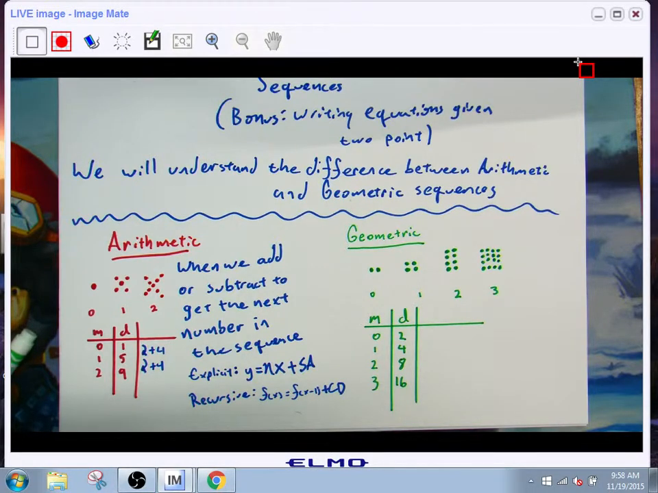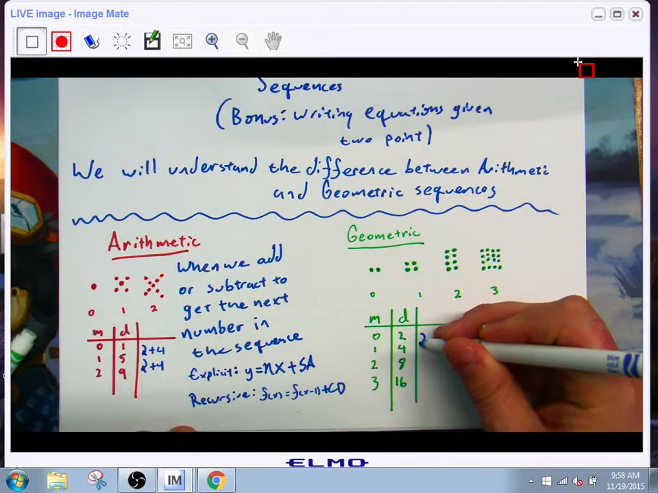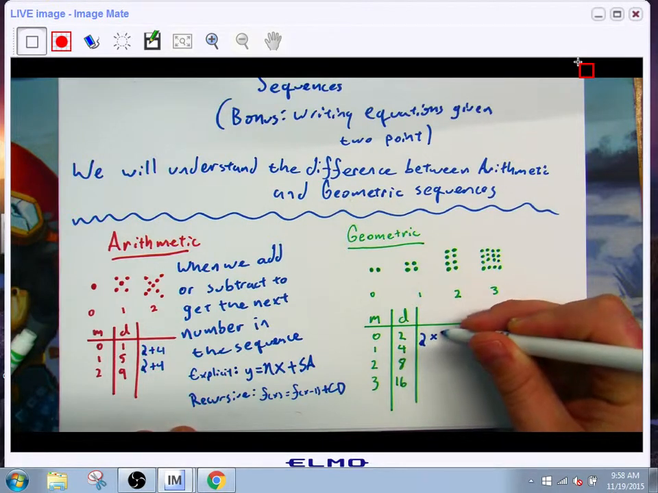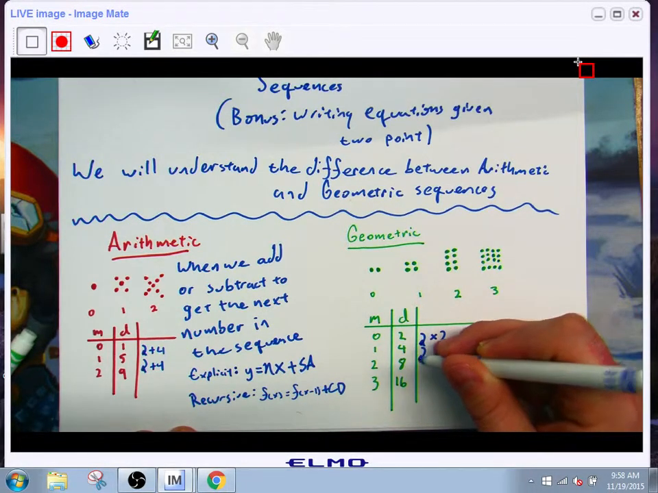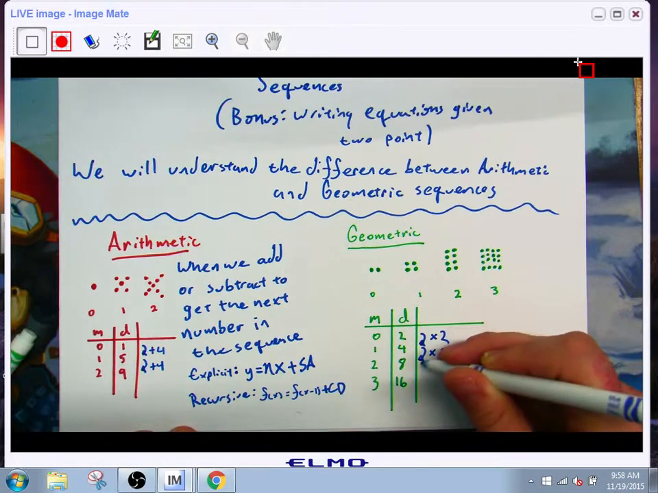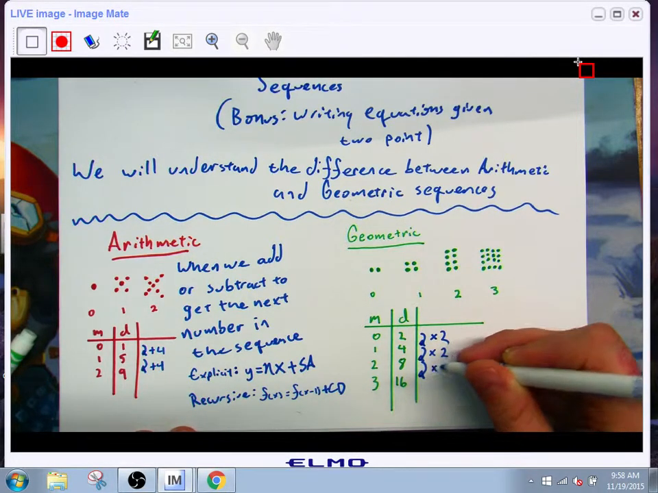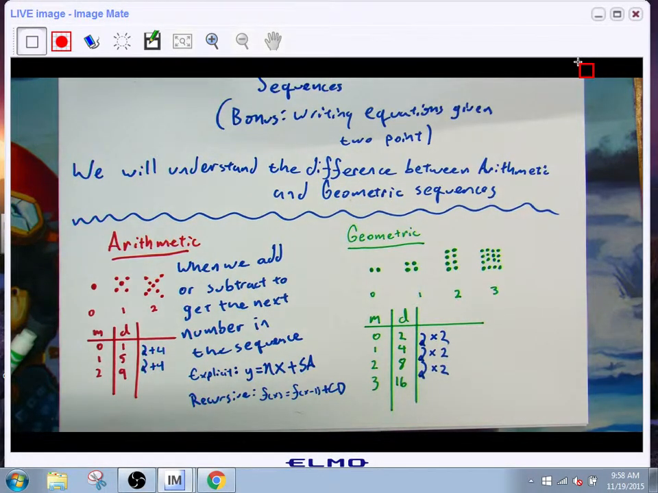Well, we're not adding from one step to another. We are multiplying by 2. We are multiplying by 2. We are multiplying by 2. We are having that large growth, and we call this exponential growth. It's growing very, very fast.